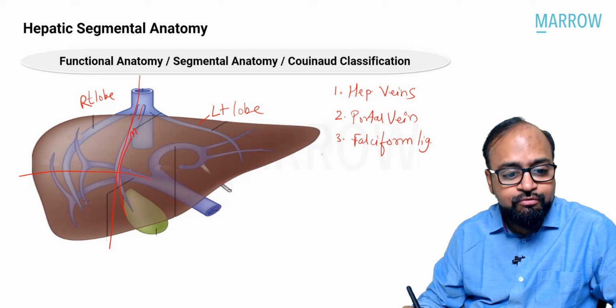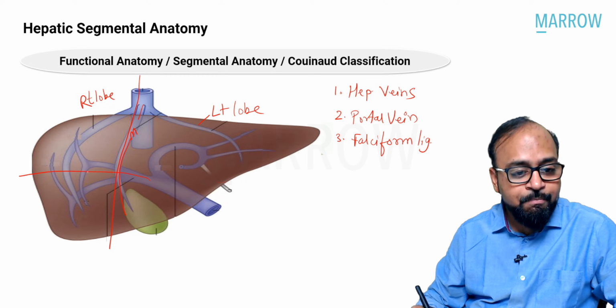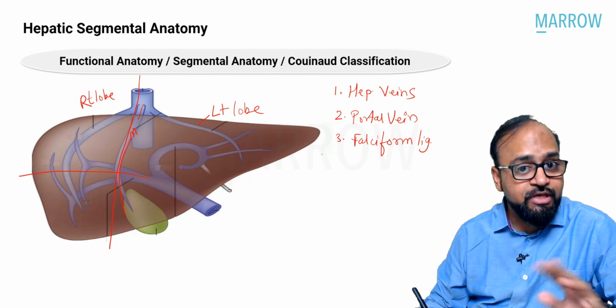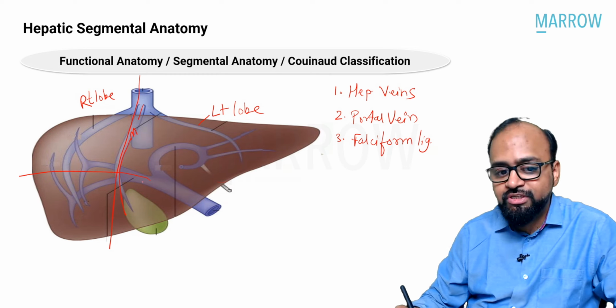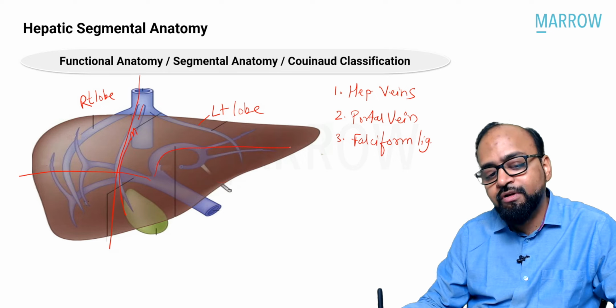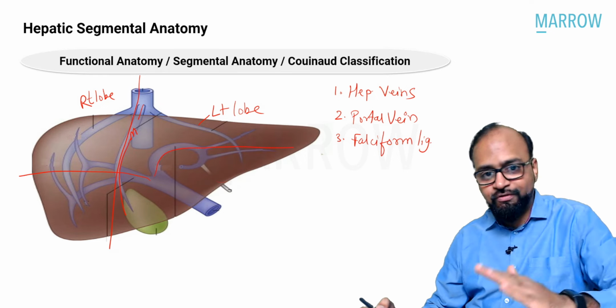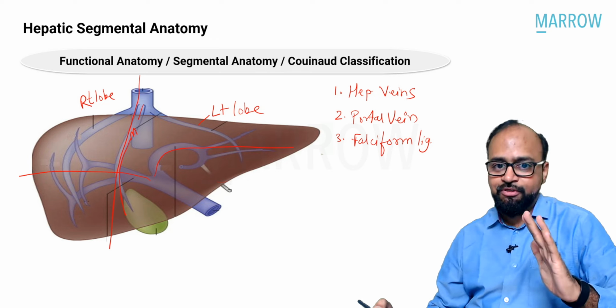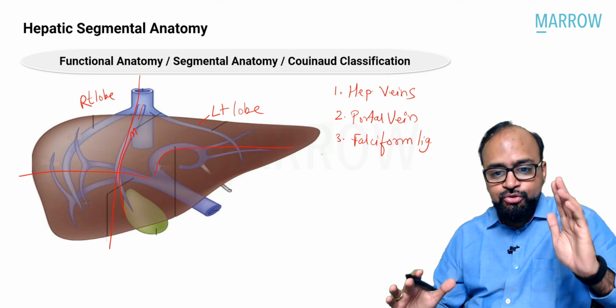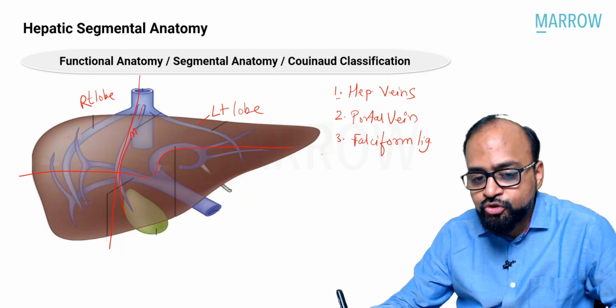So the part of the liver that lies above the right portal vein branch would be the upper segments, below it will be the lower segments. Similarly, the left portal vein branch will divide the left lobe of the liver into upper segments and lower segments. Is it clear? So three important structures we must always see.